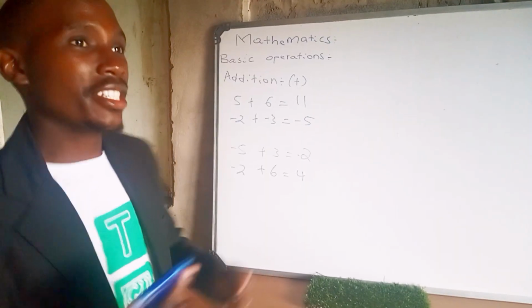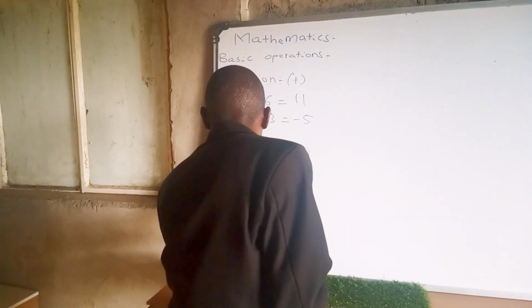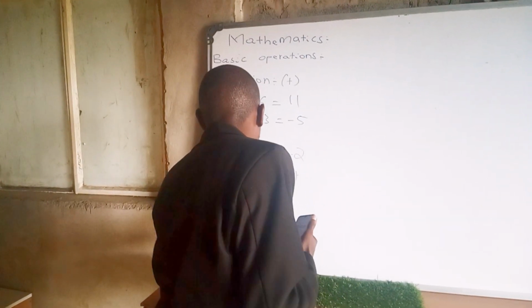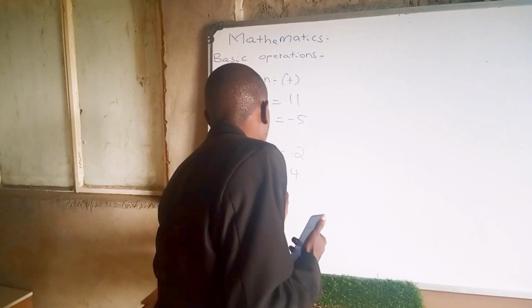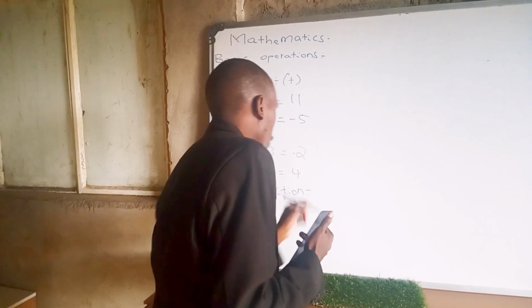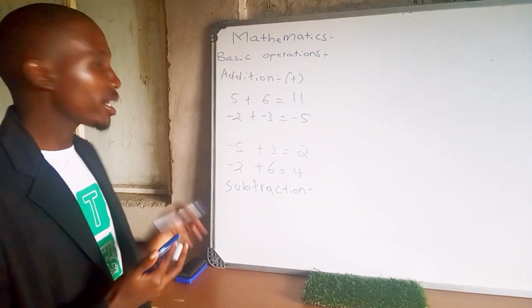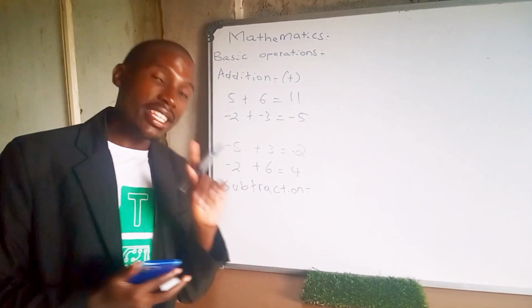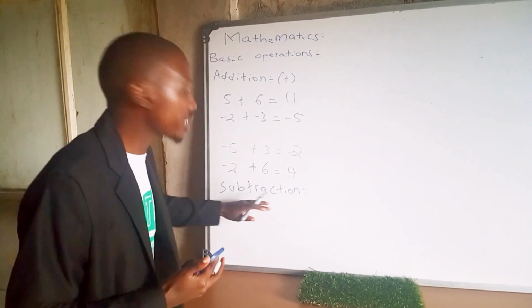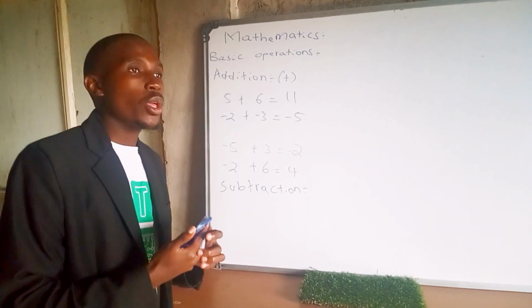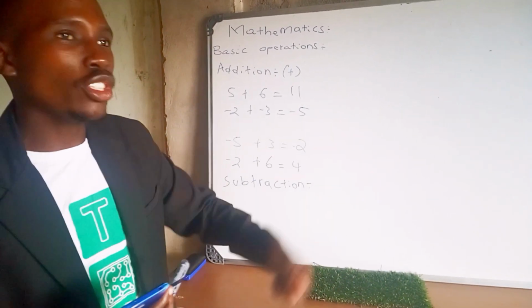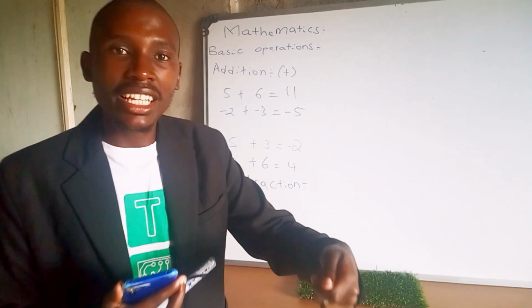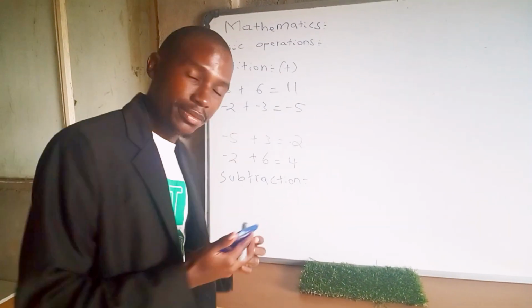Let's move to subtraction. On this one, we're going to look at whereby numbers have different signs. When we subtract them, what we do, we change the subtraction sign into addition, then we change the sign of the second number.